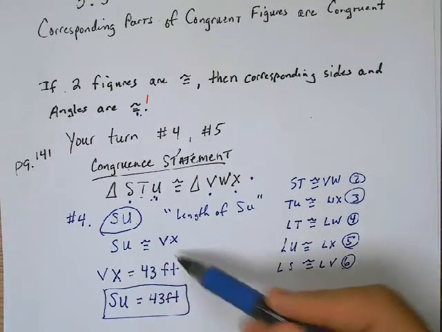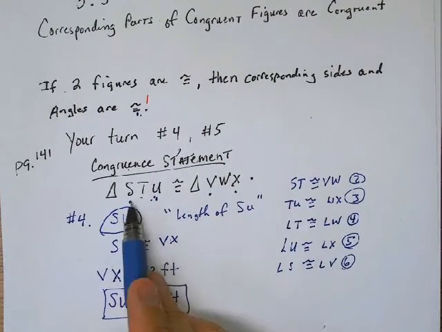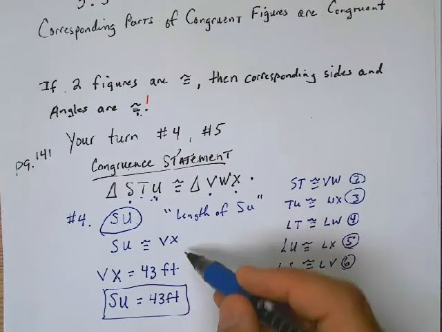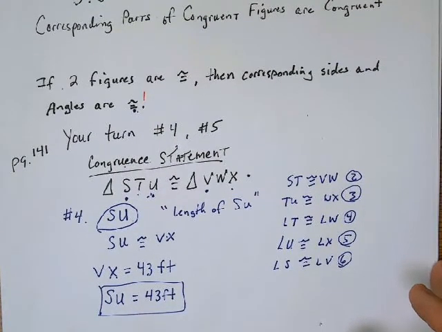SU is equal to VX. How do I know? Because they are corresponding parts. SU, VX, corresponding parts. Look at the diagram. They match up. What's the length of VX? 43. So that means SU is 43. All right, let's do number 5.